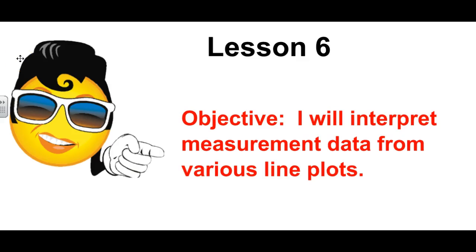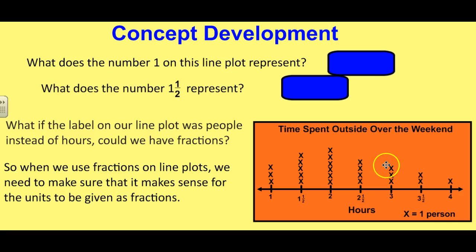Your objective for lesson 6 is I will interpret measurement data from various line plots. So we're going to be looking at line plots today, and we're going to be looking at different data from where people have measured objects and then put them on a line plot. So we're going to be looking at this paper right here on the screen, this rectangle, for the concept development and going over some different questions.